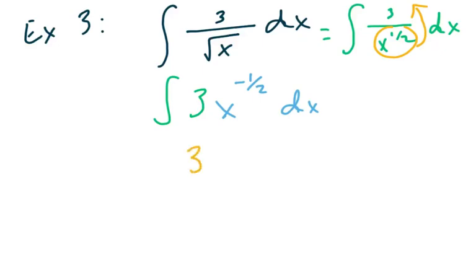That coefficient of 3 stays. My x value, again using my power rule, add 1 to that exponent. So I'm going to add 1, which is pretty much 2 over 2. So that's going to become x to the positive 1/2 divided by 1/2, and again, my plus c.